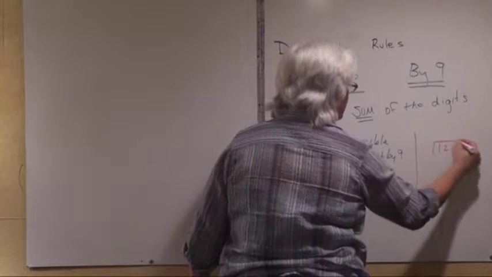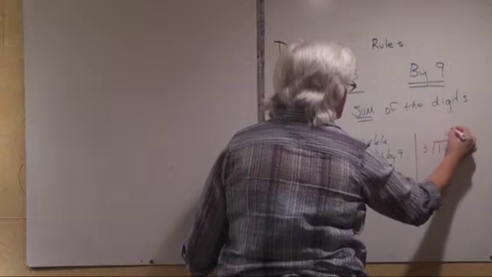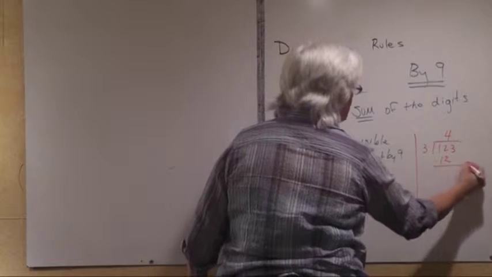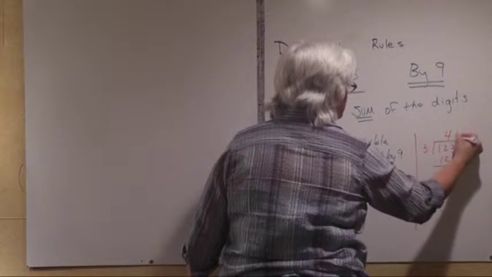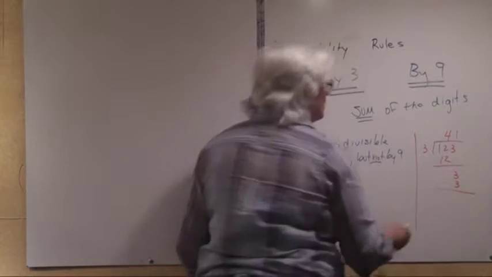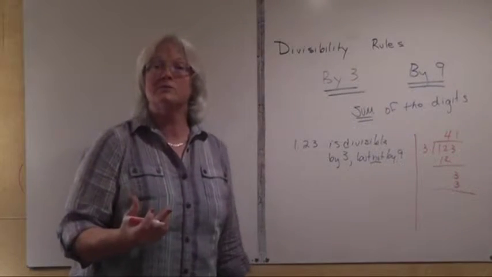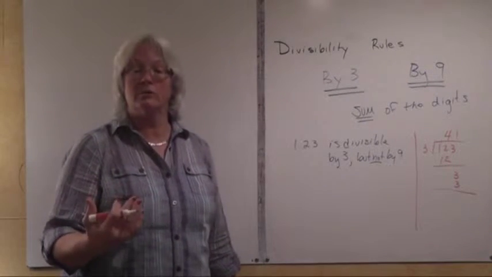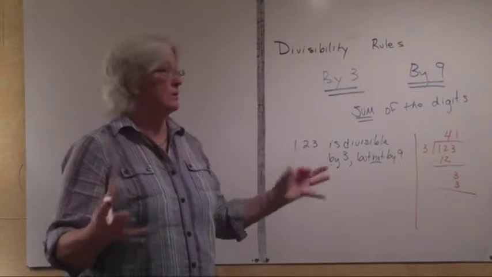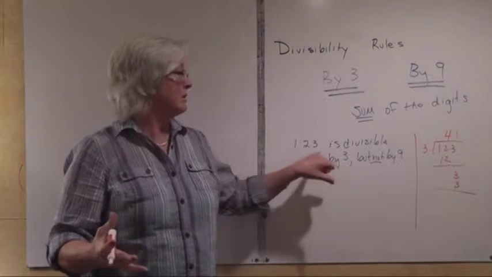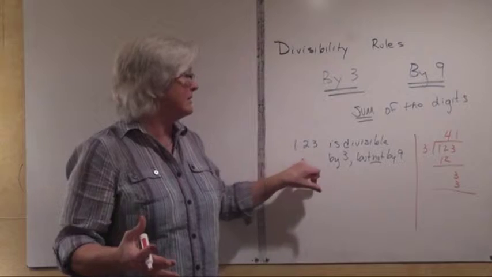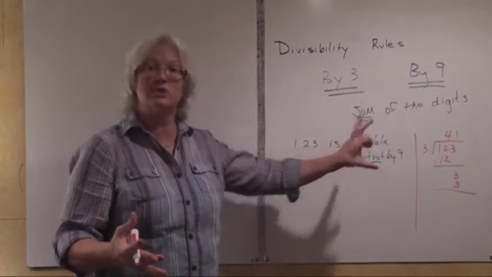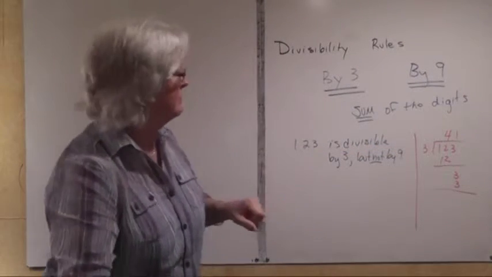123 divided by 3, 3 goes into 12 4 times, 3 goes into 3 1 time. 3 times 41 is equal to 123, which is what our little rule said. We added up the digits. 6 divides by 3, so you can divide that whole number by 3.